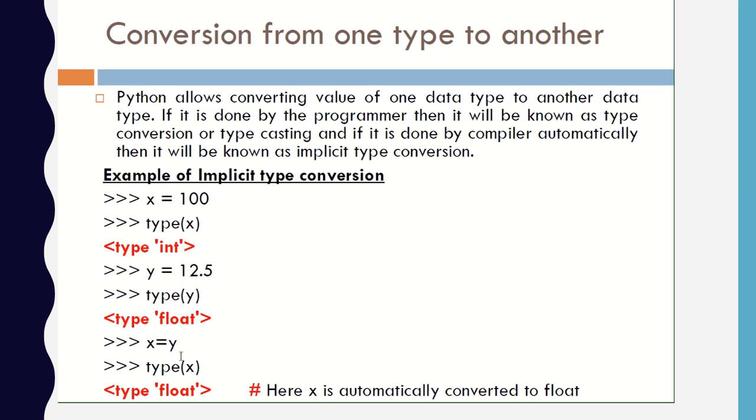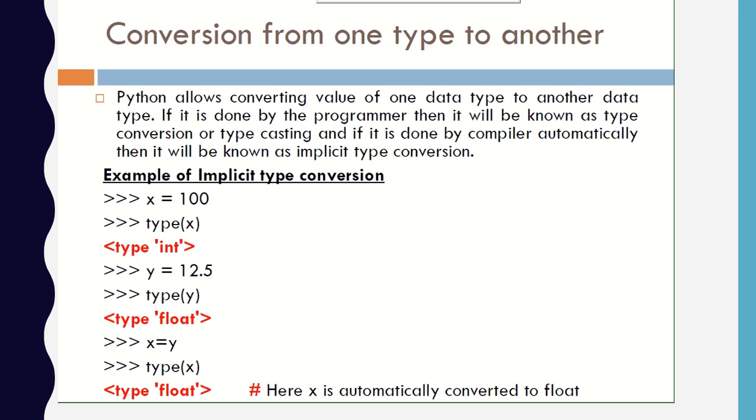If x is equal to y, I am indicating that the x and y values are equal. Then if I check the type of x, x is automatically converted to float. So this type of conversion is known as implicit type conversion, where the conversion is done automatically and we get the required result.